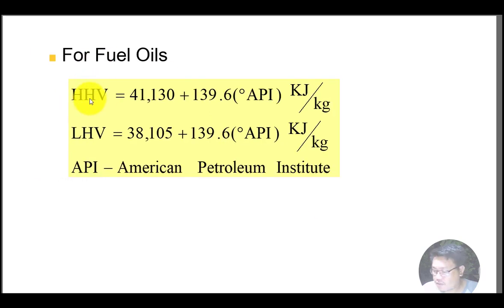Now for fuel oils, the higher heating value will be 41,130 plus 139.6 multiplied by the degree API. The unit is still kilojoule per kilogram. Then the lower heating value will be 38,105 plus 139.6 times the degree API, in kilojoule per kilogram. Again, API is defined as American Petroleum Institute, and the degree API is used to classify the fuels.